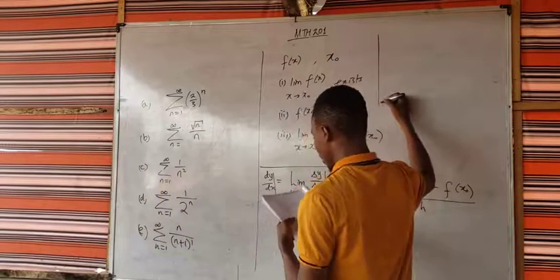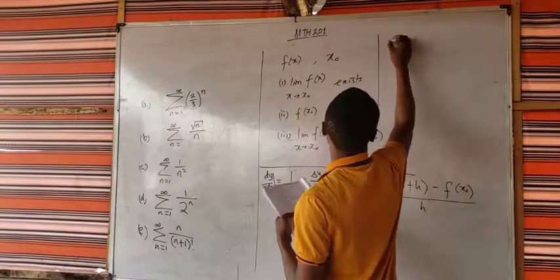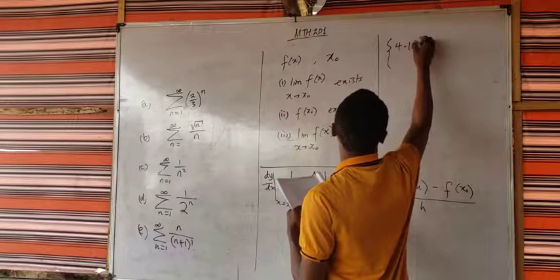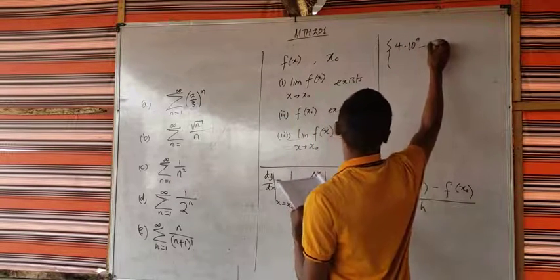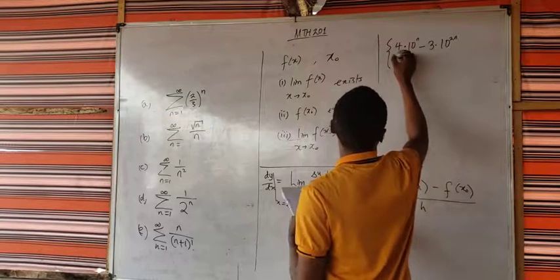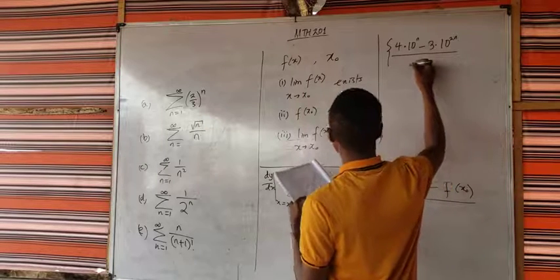Look at this now. You have been asked what this sequence converges to: 4 times 10 raised to power n minus 3 times 10 raised to power 2n. This is a sequence. To what value does this converge?